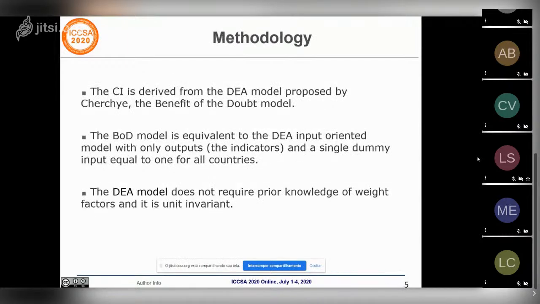The composite indicator used is derived from the DEA model proposed by Cherchye, the benefit of the doubt model. This model is equivalent to the DEA input-oriented model with only outputs, what we call the indicators, and a single dummy input equal to 1 for all countries. The advantage of using the DEA model is that it does not require prior knowledge of weight factors, and it is unit invariant, and this facilitates the aggregation of indicators with different measurement units.